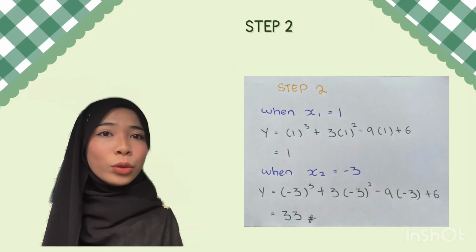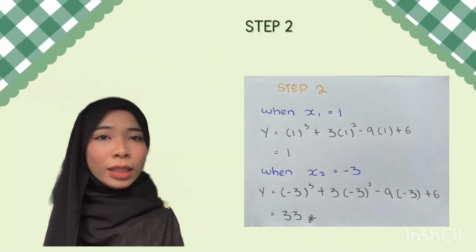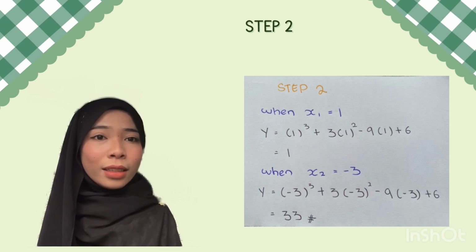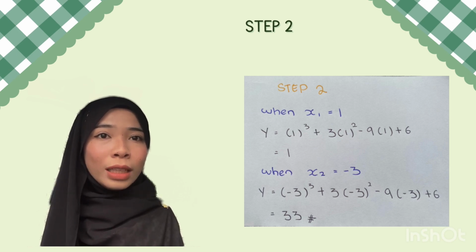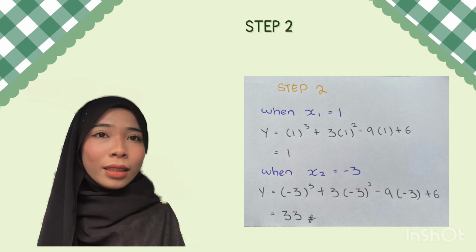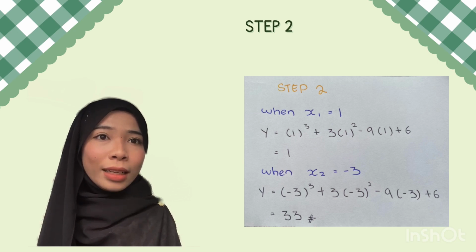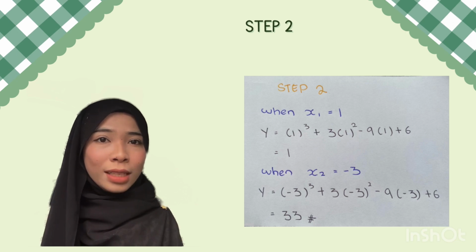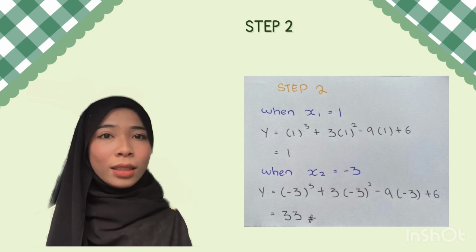When x2 equals negative 3, y equals (negative 3)^3 plus 3(negative 3)^2 minus 9(negative 3) plus 6, equals 33.